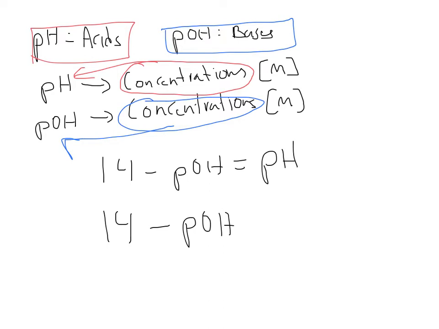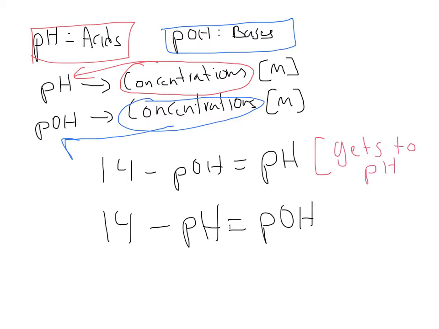Say you're given the pH value and you want the pOH value, you find 14 minus pH equals pOH. Alright, so with that said, I'm going to explain a little bit more into it on the next slide.